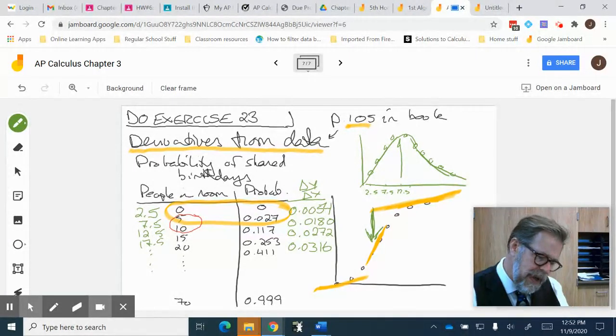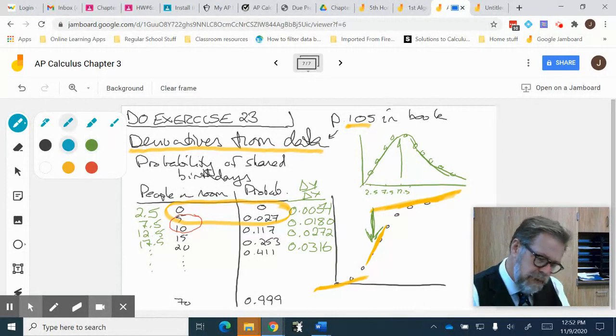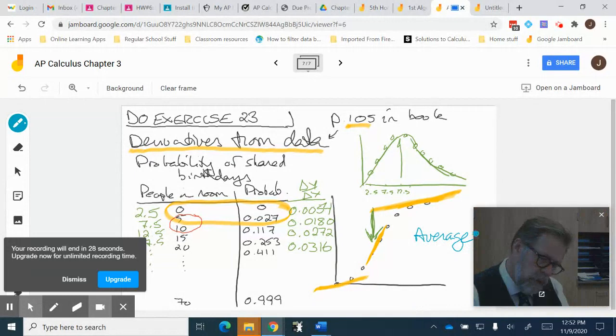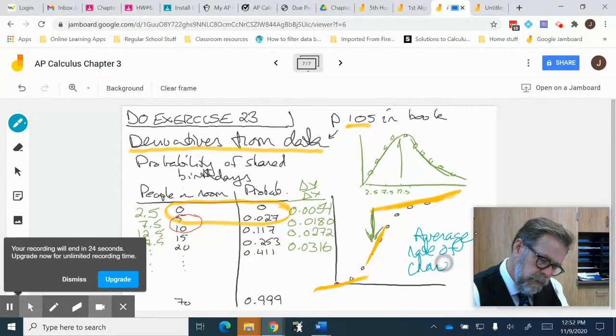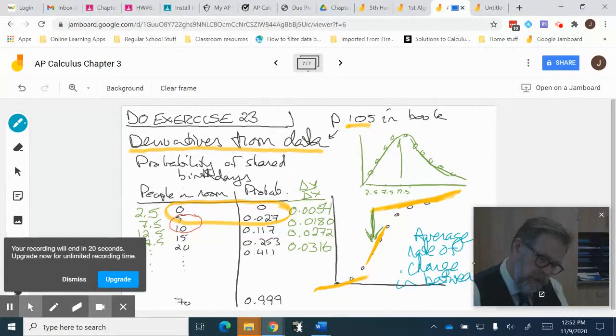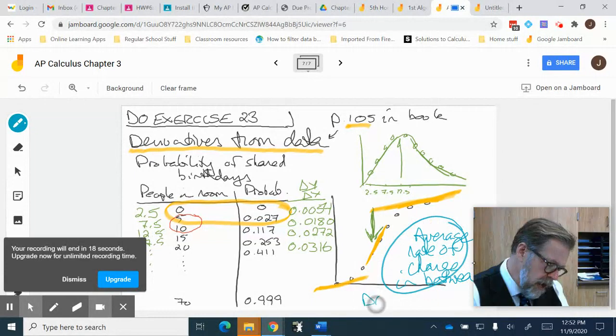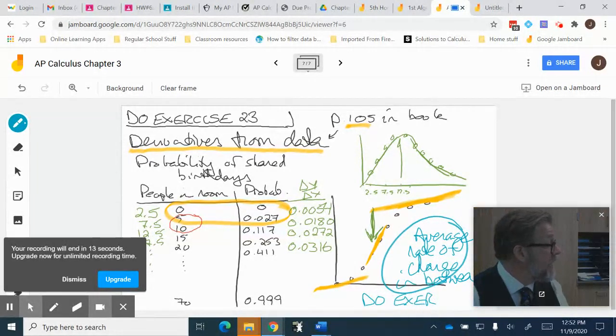The key on data, I'll just synopsize this here: average rate of change in between data points. Why don't you guys go ahead and do exercise 29, which will ask you to do some of these calculations, and I'll be back with the next video.